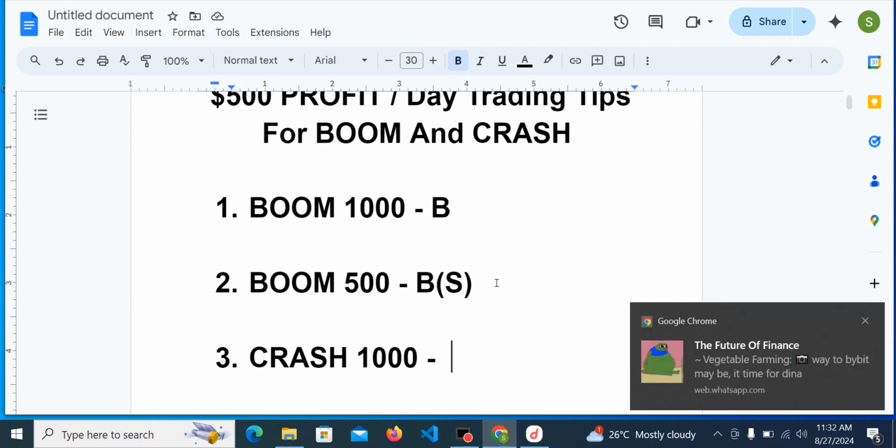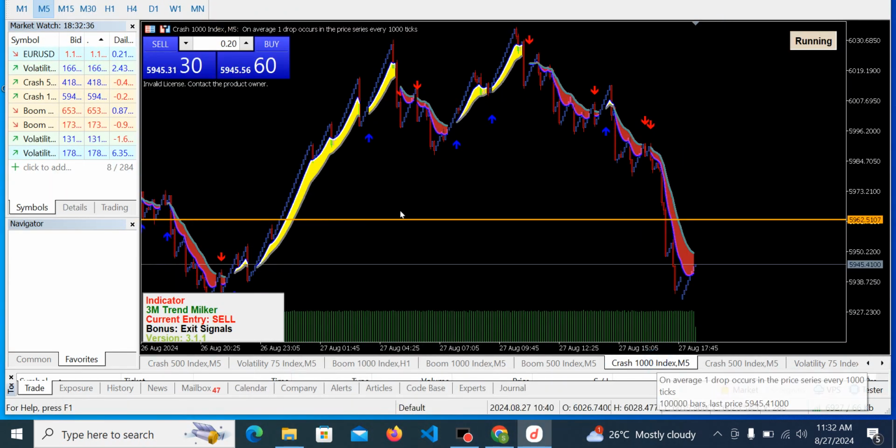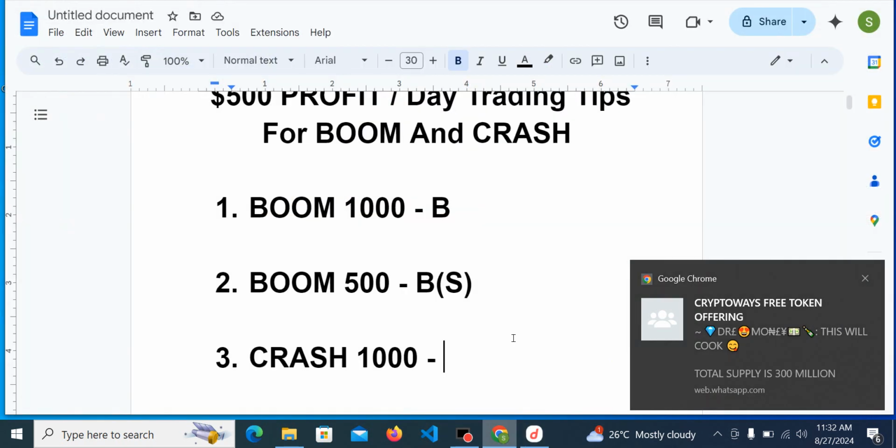The next asset is going to be Crash 1000. Let's check it out together. Okay guys, this is Crash 1000. Crash 1000 started an uptrend from here but came to an end at this resistance zone, so it started a downtrend right from here, and it has been selling since then. So this is going to be giving us more selling opportunity than a buying opportunity.